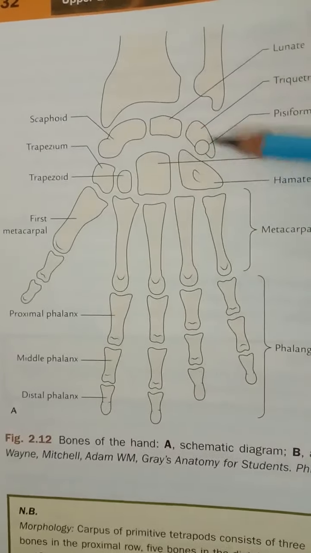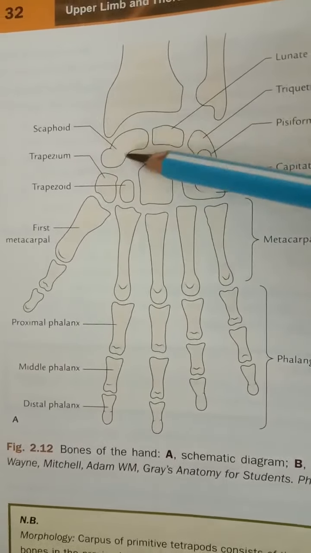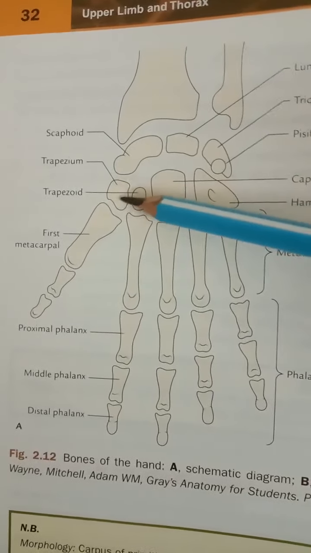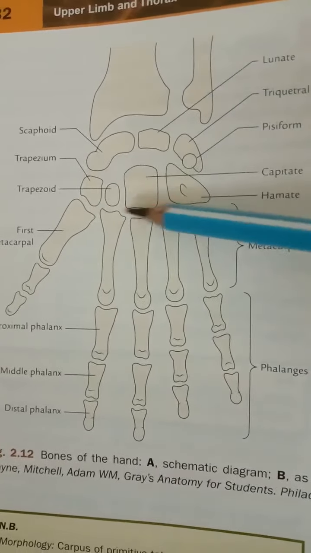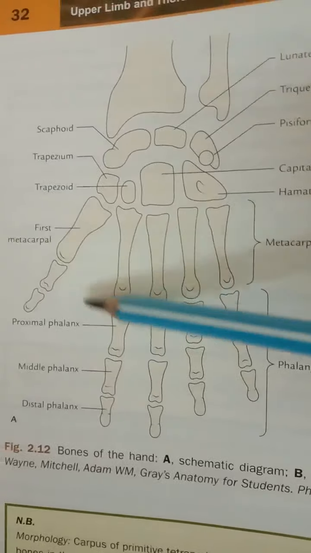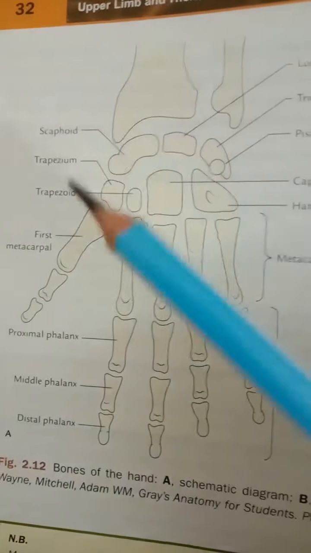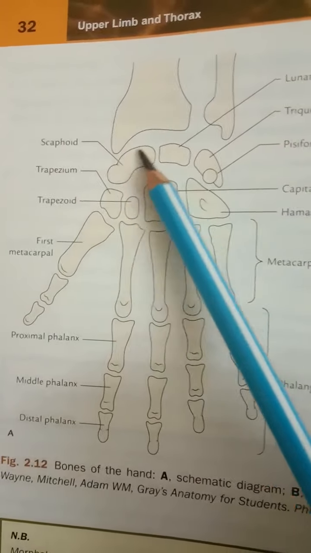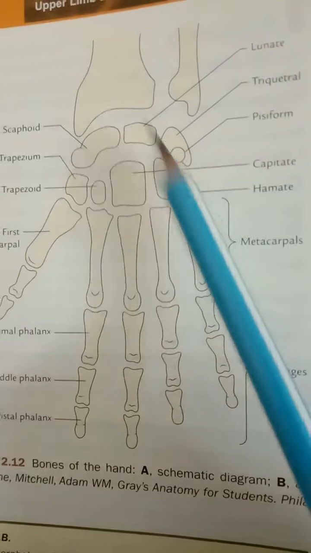So here in this diagram you can see these are the carpal bones, that is the scaphoid, lunate, triquetral and this pisiform. Then this is the trapezium, trapezoid, capitate and hamate. So these are the carpal bones, these 5 are the metacarpal bones and these 14 are the phalanges. So let's see first the carpal bones. First the proximal row, that is the scaphoid, lunate, triquetral and pisiform.